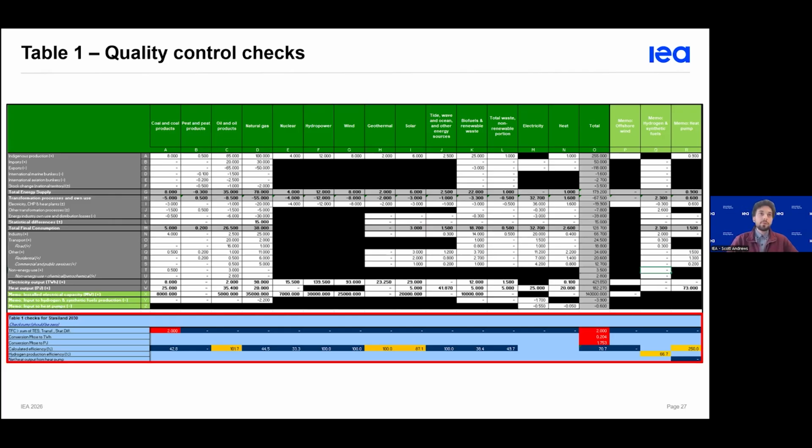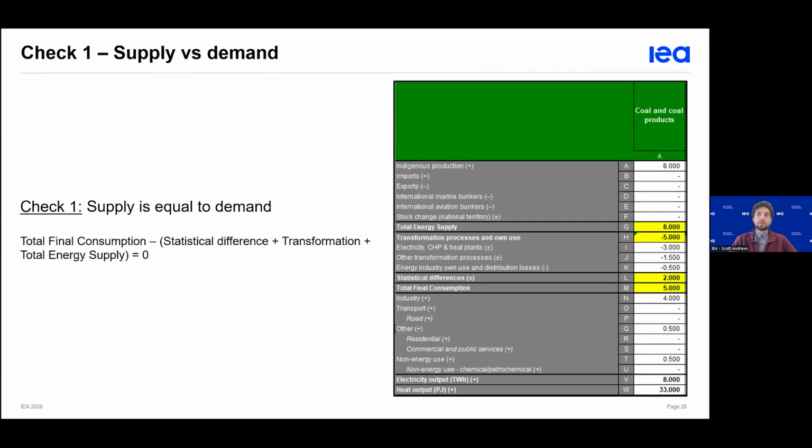And so we can look at a few more of these checks in detail just to understand what they are. So the first check is making sure that supply equals demand, according to the formula shown on the side. And this applies to all products. And I've highlighted the cells in yellow for the coal product that are used in this calculation.